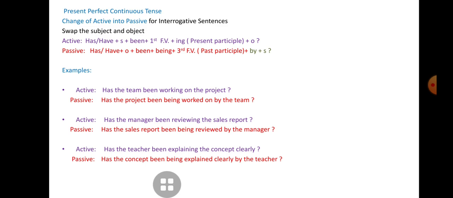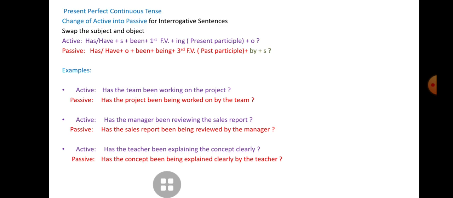So example is, has the team been working on the project? Its passive voice will be has the project been being worked on by the team? Has the project been being worked on by the team?